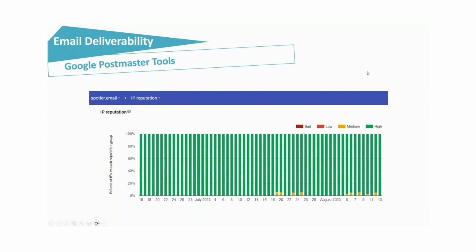IP reputation they show as well. So obviously you want high. Medium is also okay, even though it's not green, it's still good. You want to just not have low and bad, basically. But you can monitor the IP reputation.